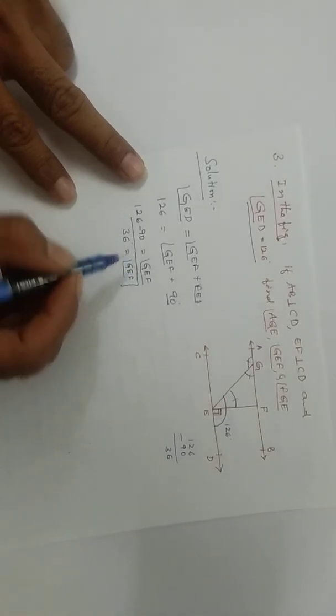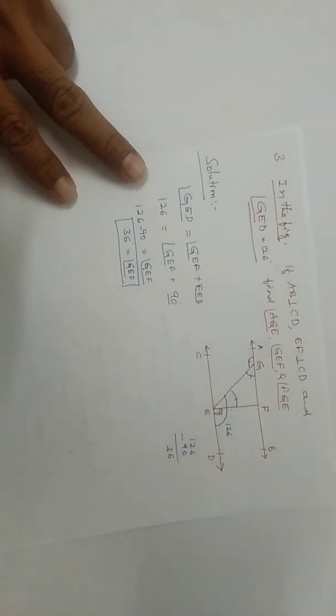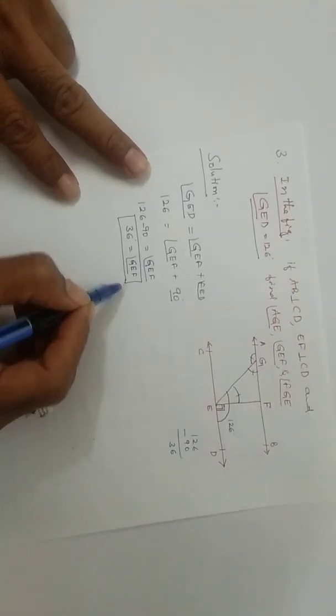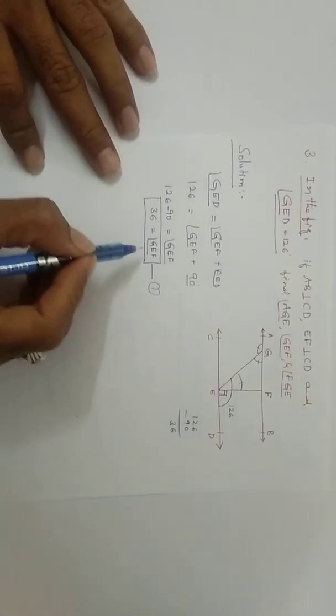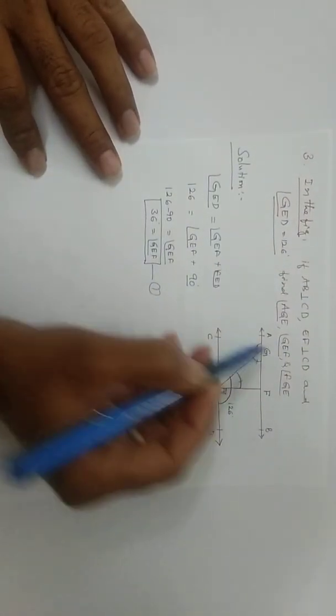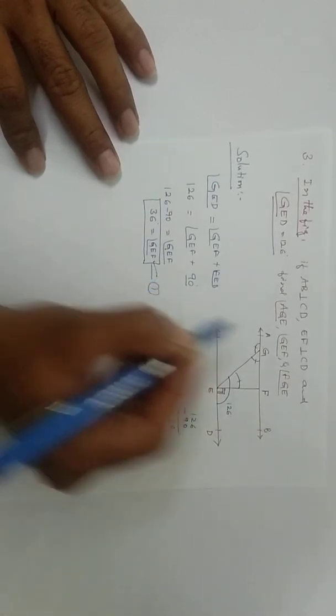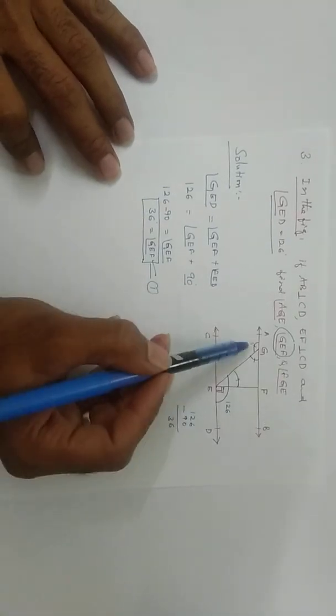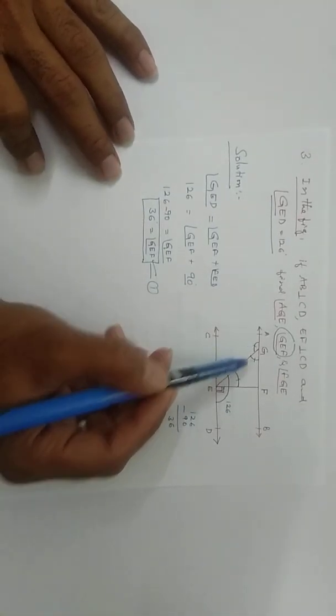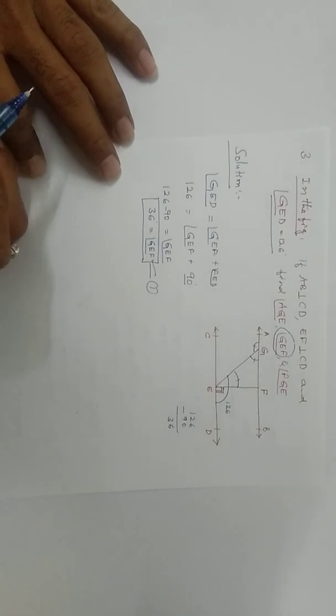We need to note this, and let us call this equation 1. So one value, the GEF value, has been found out right now, and what remains is to find these two angles.